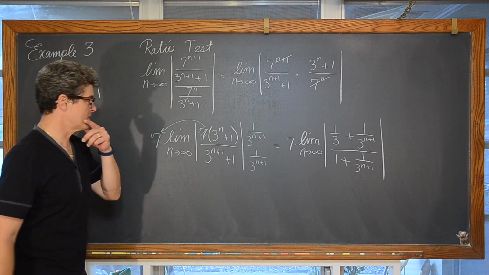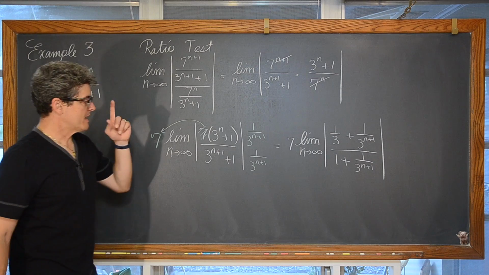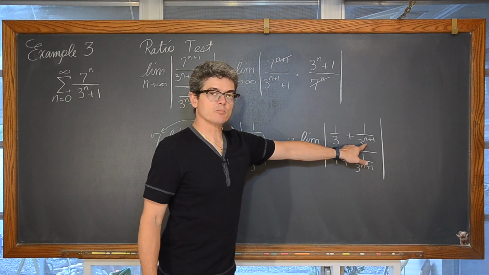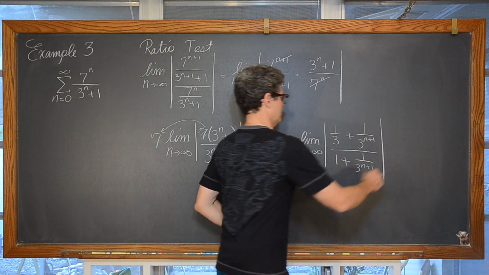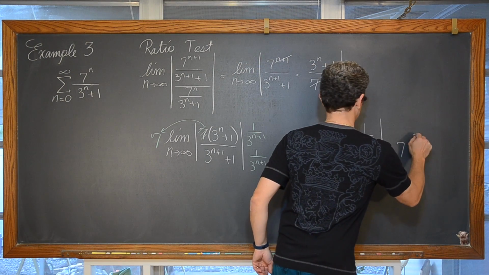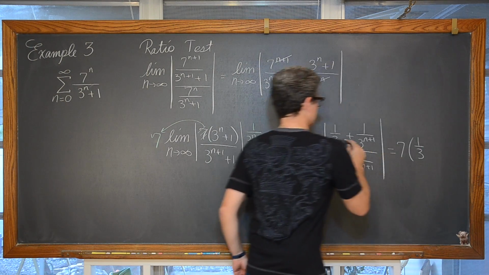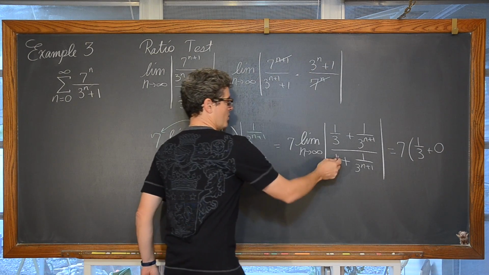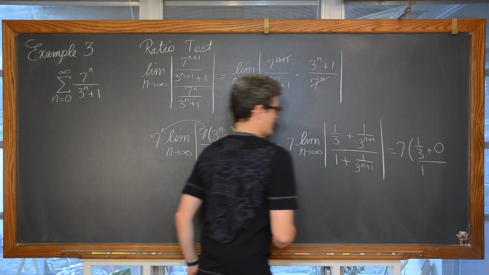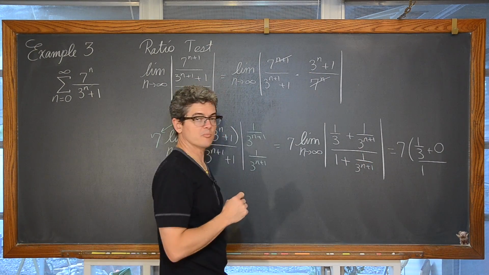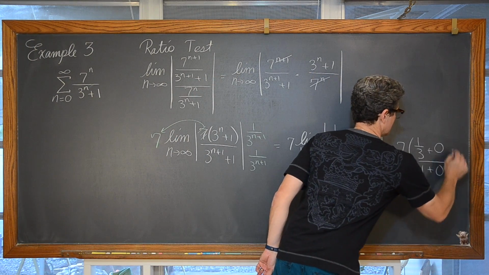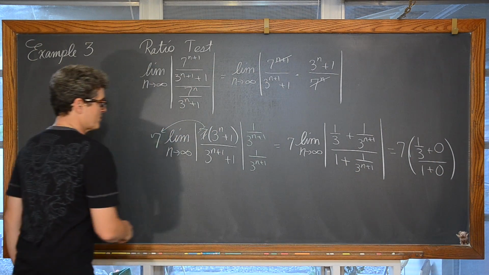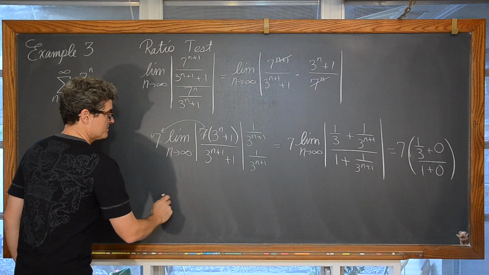Okay, double check my work here. Great. Now the limit as n goes to infinity, this is going to approach 0. So we have 1/3 plus 0. We have the 1 in the denominator. We have another term approaching 0. And ultimately you can see that we're going to end up with a limit which is equal to 7/3.